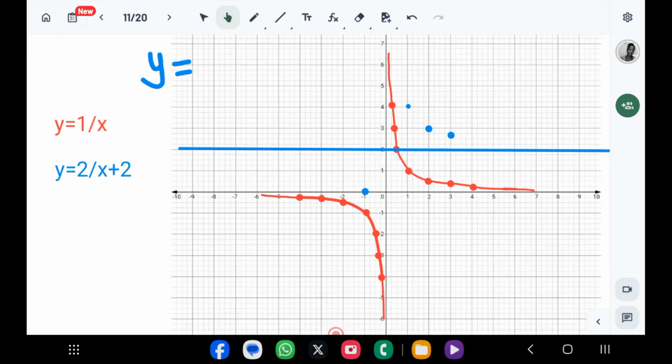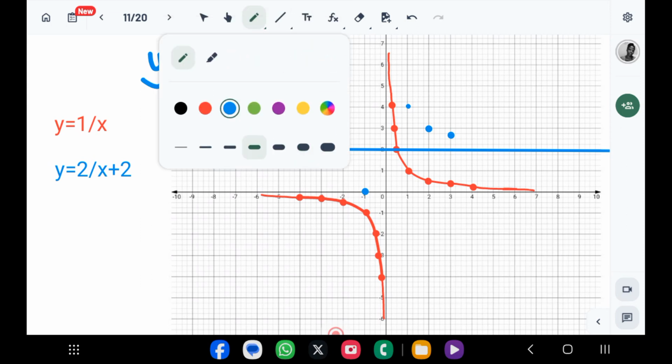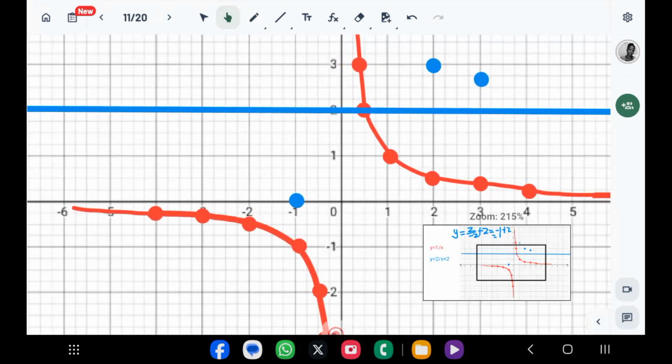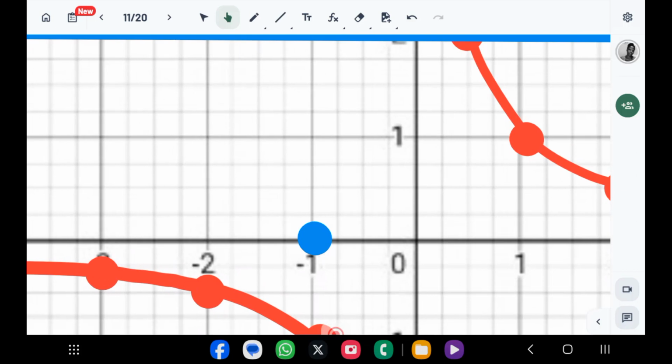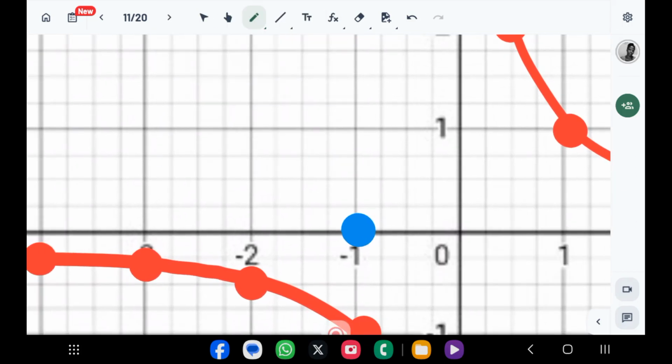Now let's see what happens when x equals -2. When x equals -2, we've got 2 over -2 plus 2, which is -1 plus 2, and we know that that is equal to 1. So when x equals -2, we have 1. Let's plot that point there.